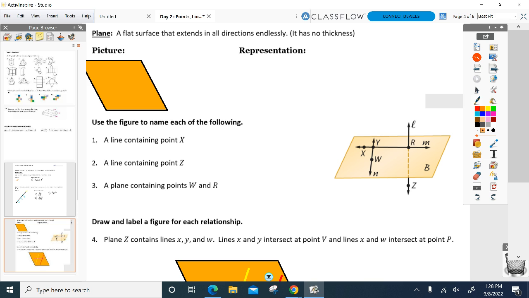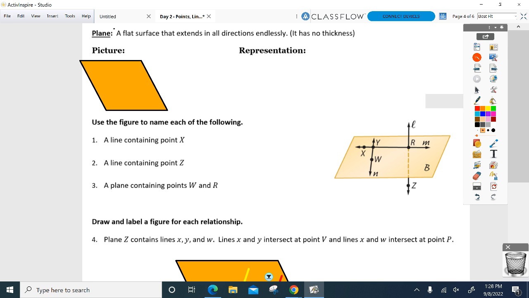All right. A plane. Now, if you take a look at the definition, there's no way I'm going to be able to draw it. A flat surface extending in all directions, no thickness. Good luck drawing that, right? So instead, what we have is kind of like a parallelogram looking figure. That's how we write a plane in here. A little parallelogram looking figure.